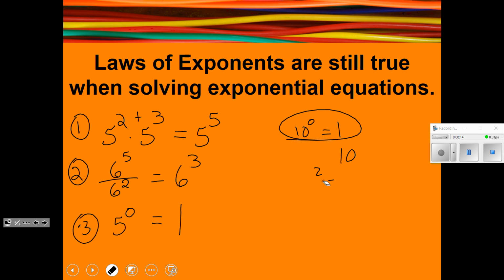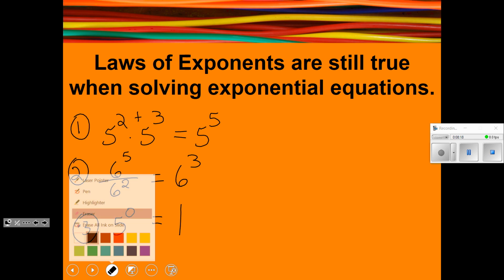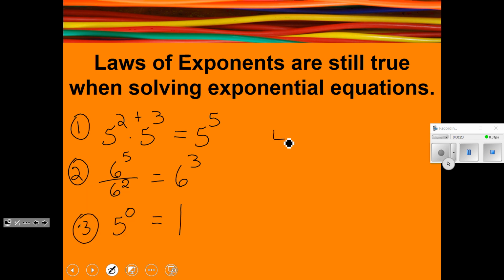All right. Two more rules. The 4th rule: if I have 2 to the 3rd power raised to the 4th power, a power raised to a power, what do you do to the exponents? You multiply them. 2 to the 12th power. Okay, any questions about that?